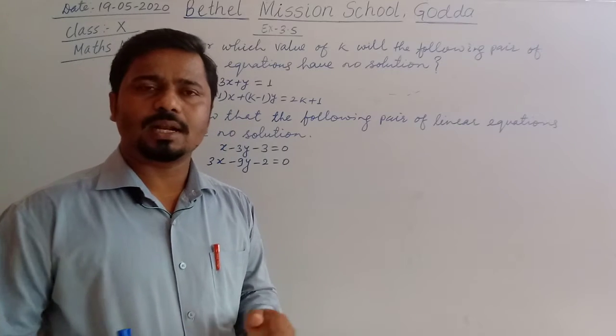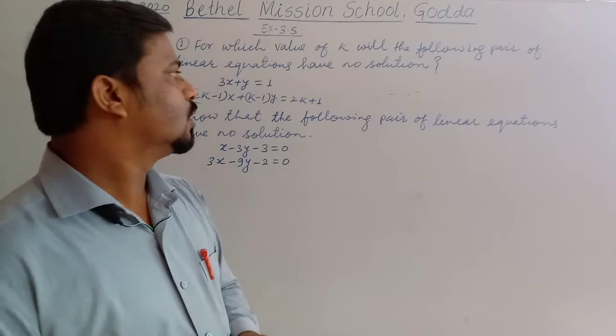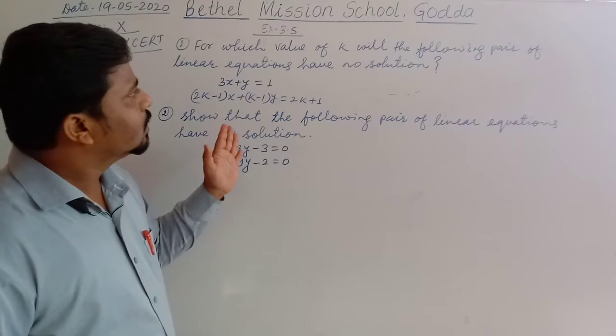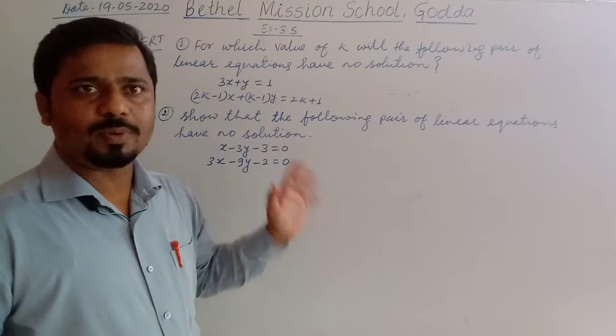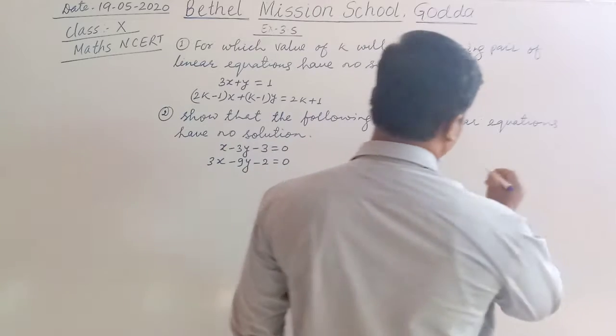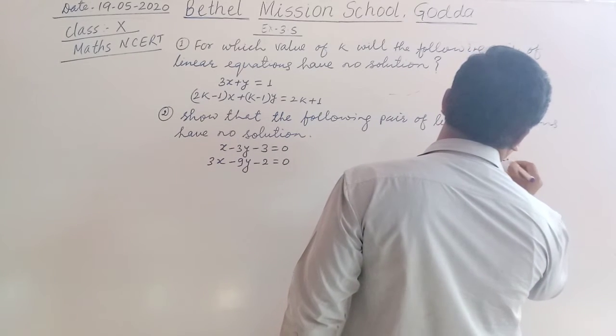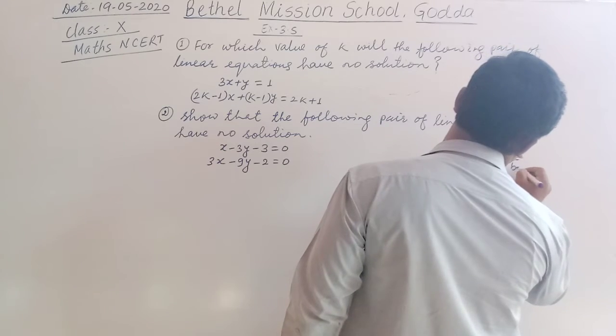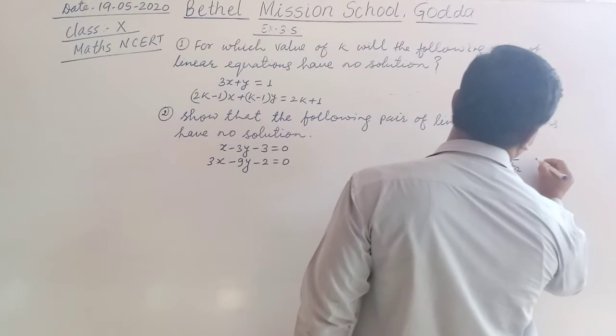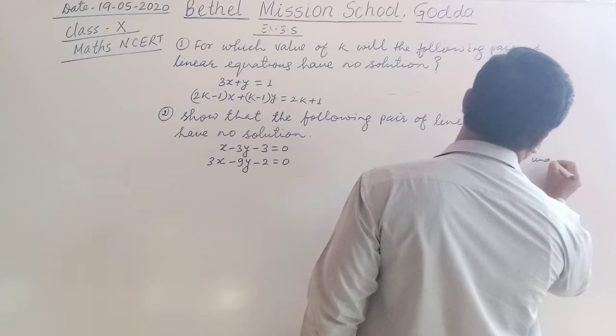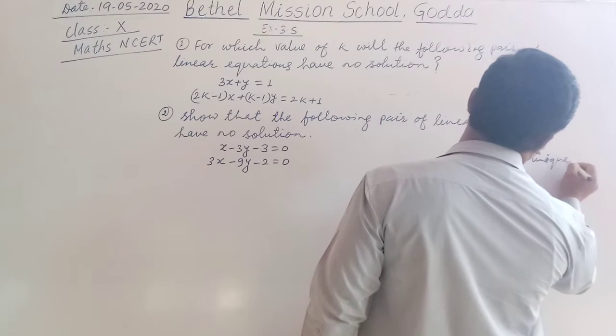So you know that there are three properties to solve the pair of linear equation in two variables. The properties are: if a1 by a2 is not equal to b1 by b2, then there is a unique solution.